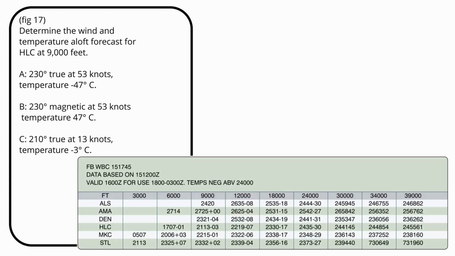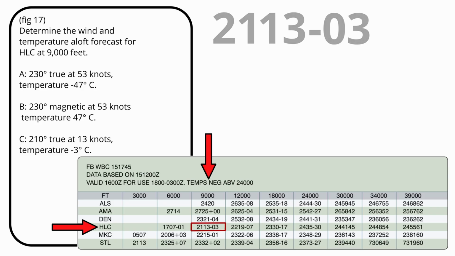The first step is relatively simple. Find the correct block. HLC is this row, and 9000 is this column. The more difficult task is interpreting the numbers. First, though, let's distinguish between true and magnetic, because that will eliminate at least one option here.